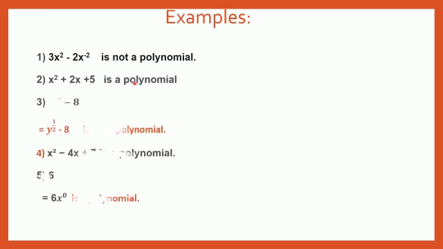Some more examples. Root y minus 8. Root y, you can write it as y to the power half minus 8. Half is not a whole number, so it is not a polynomial. x squared minus 4x plus 7. Here exponent is a whole number, so it is a polynomial. 6. 6 you can write it as 6x to the power 0. So x to the power 0 is 1. That is, you all know anything to the power 0 is 1. So it is a polynomial.